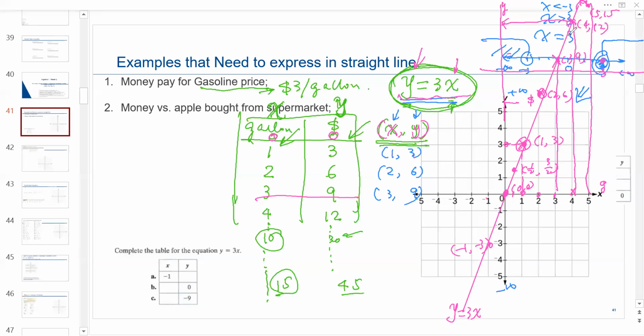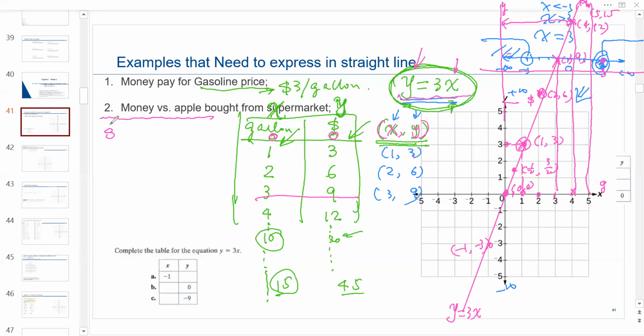So link all these dots together. You find a linear line, right? All right, so this is the first example. The second example I talked about is the money for apples.